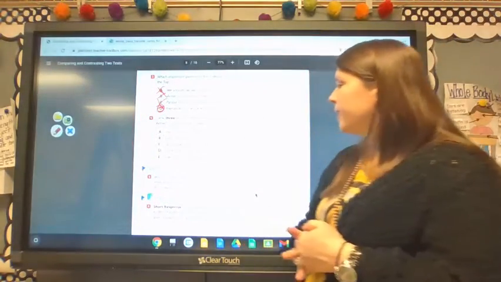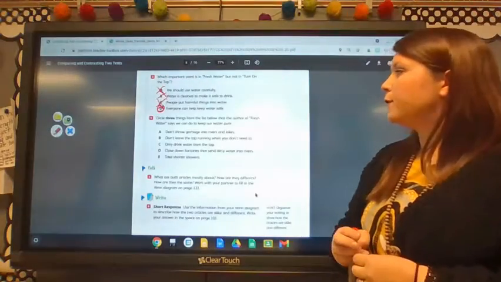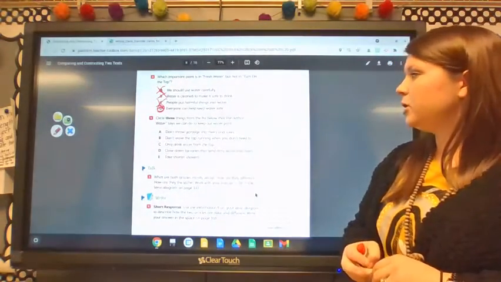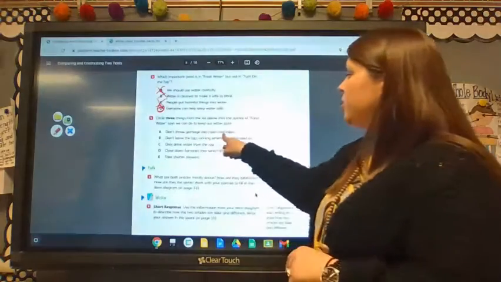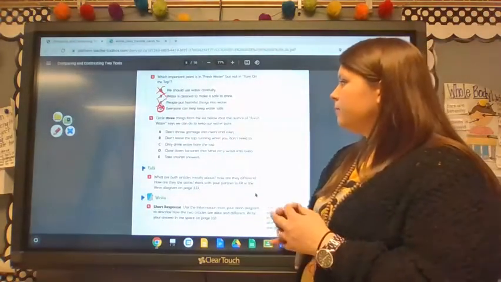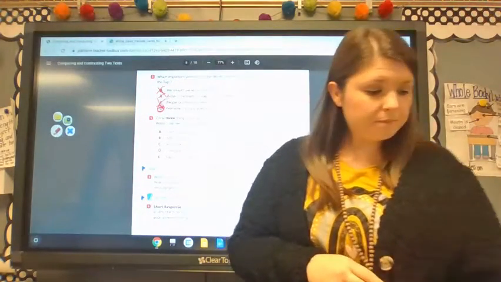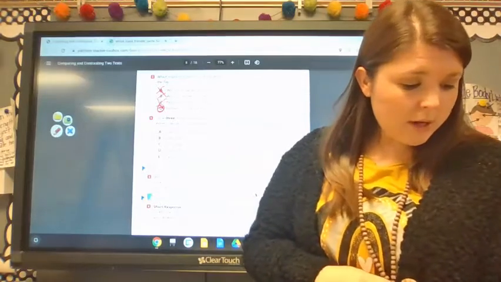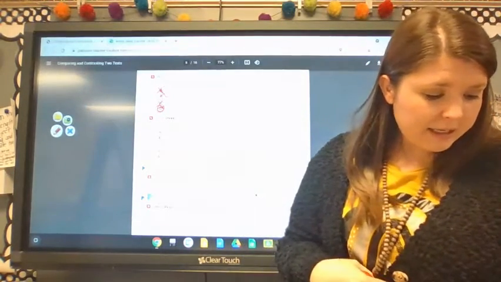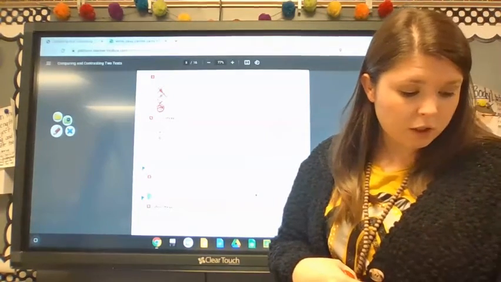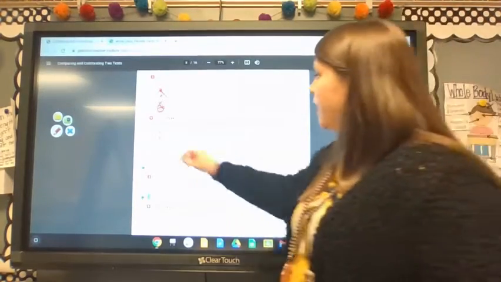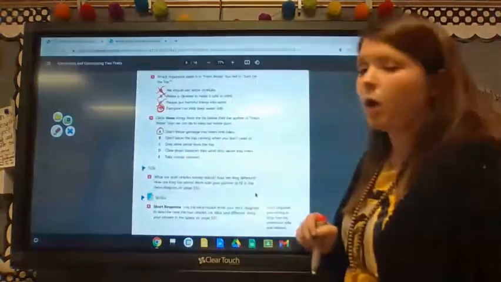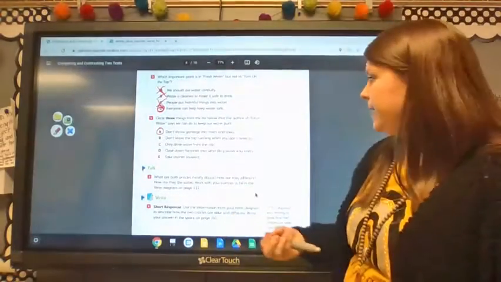Circle 3 things from the list below that the author of Fresh Water says that we can do to keep our water pure. Don't throw garbage into rivers and lakes. Was that mentioned in Fresh Water? Yeah, it was, wasn't it? It talked about that in paragraph 4. Don't throw garbage into rivers or lakes. That's something that we could do to keep our water pure or protect it.